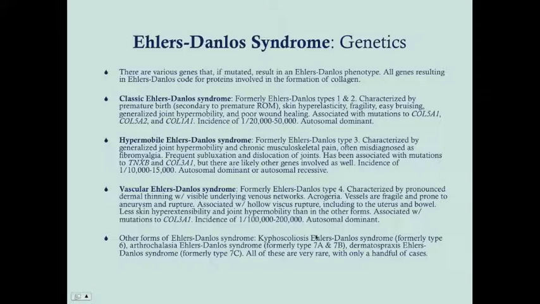There's a few other forms of Ehlers-Danlos syndrome: kyphoscoliosis EDS, arthrochalasia EDS, dermatosparaxis EDS. These are very, very rare. Only about 100 of these cases total have been described, so I wouldn't worry about these for the test.